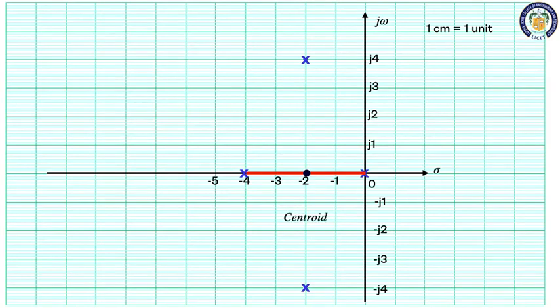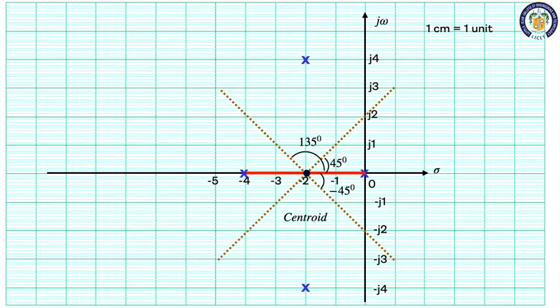From the centroid, make an angle of 45 degrees and mark a line. Again make an angle of minus 45 degrees and mark a line. Also make an angle of 135 degrees and mark the asymptote, and make an angle of minus 135 degrees and mark the asymptote. So these are your asymptotes.